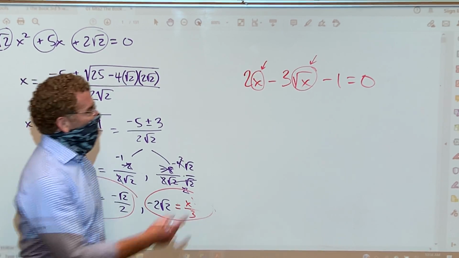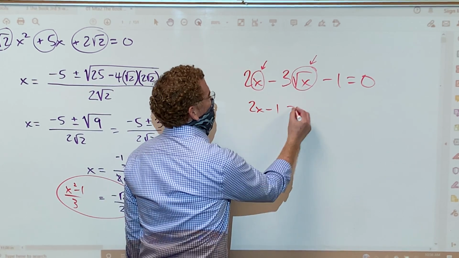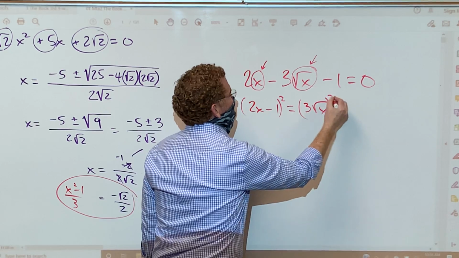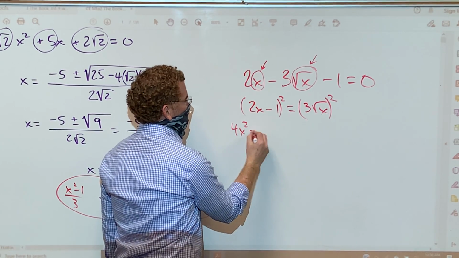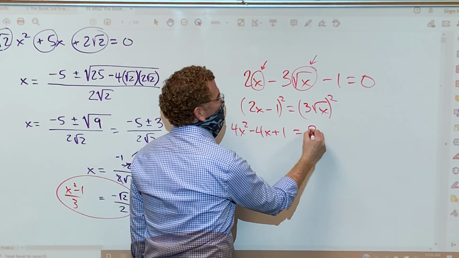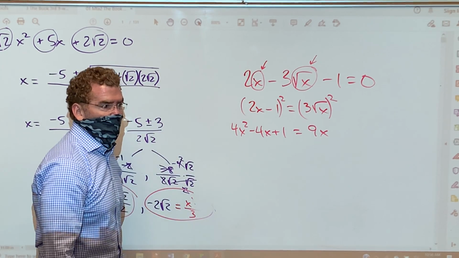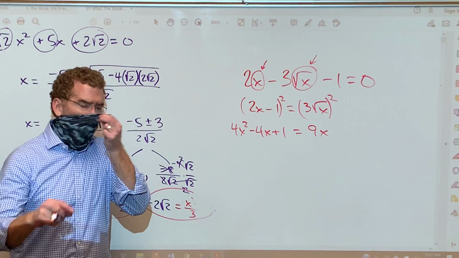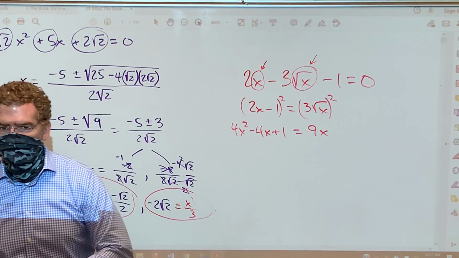Remember this? Like you learned that if I just left that here, moved that over, I could just square both sides to get rid of the square root. And then now I have a quadratic, right? And you can solve this way. So if you want to use a different method, use a different method.